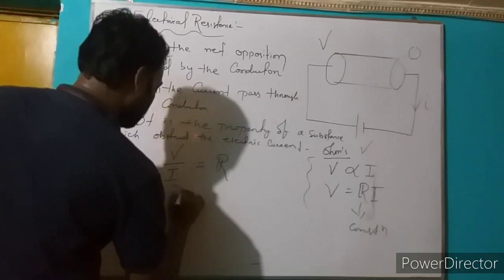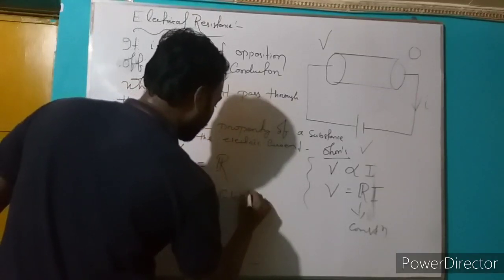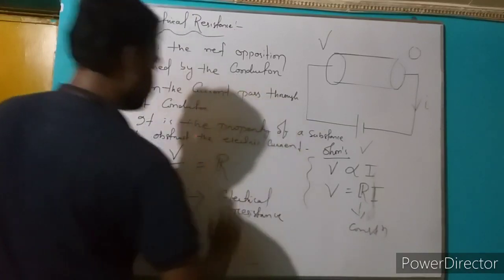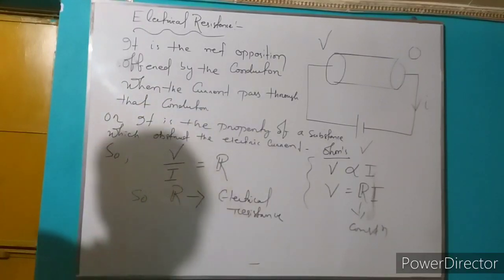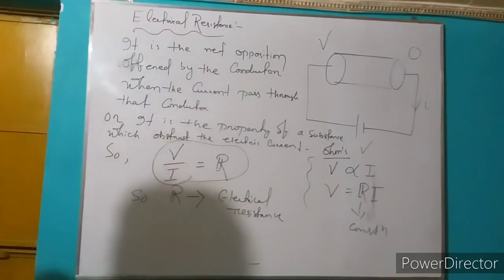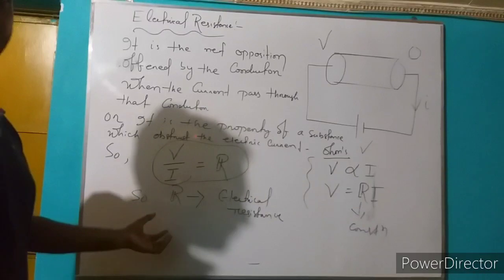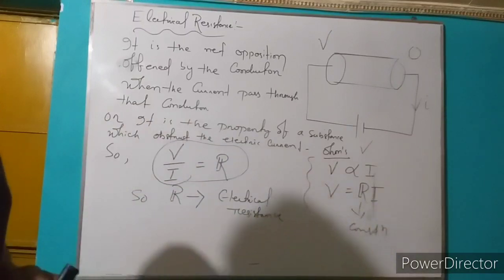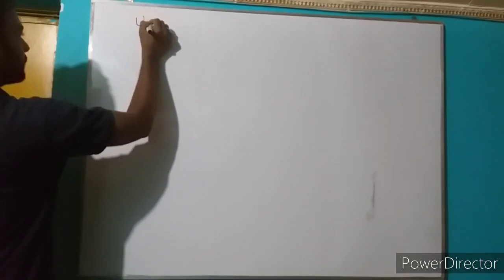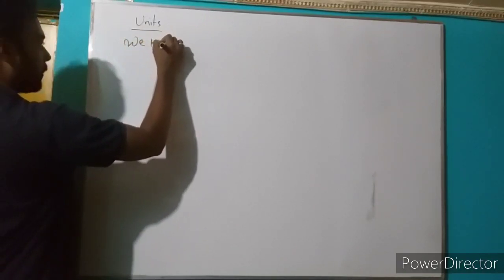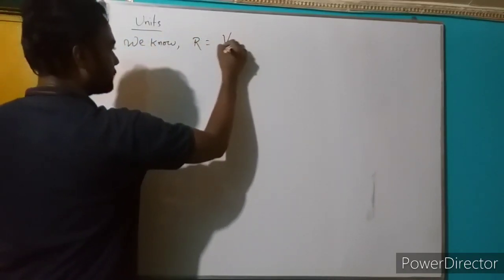So R represents electrical resistance. Is it clear? Okay. This is the formula. So I'll find out the value of R. That means I'll find out the dimension as well as the unit of R. Please note it. Units. We know R equal to V by I.